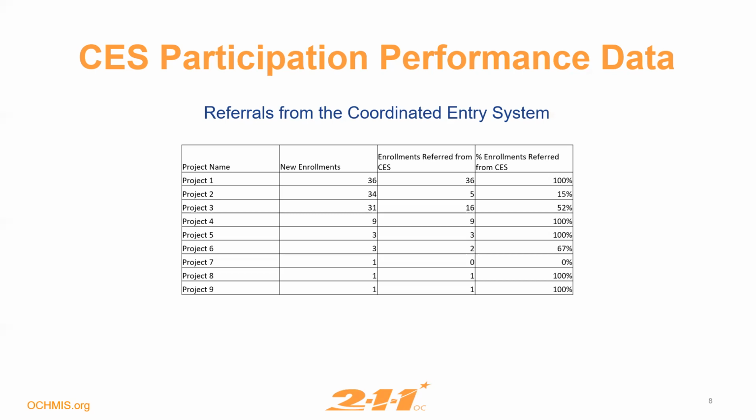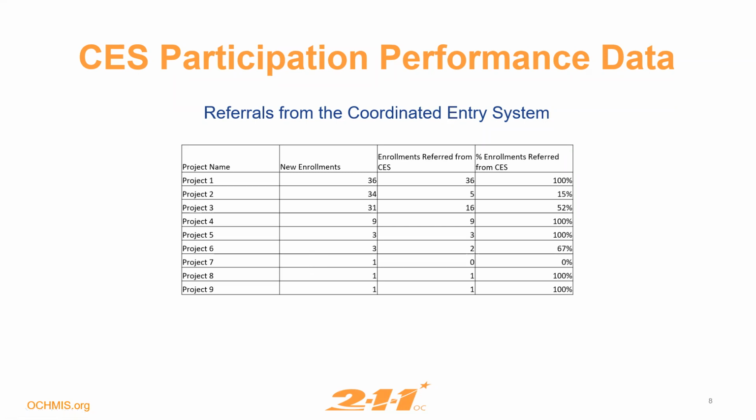So the first measure that we have here is looking at the number of new enrollments that the housing provider had into their project and comparing that number to the number of referrals to their housing project that were successful. And so this new enrollments column is just the number of households that were enrolled during the reporting period. In this case, it was a quarter.